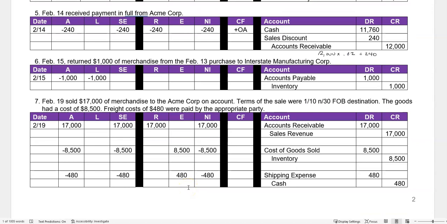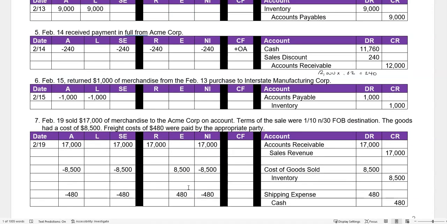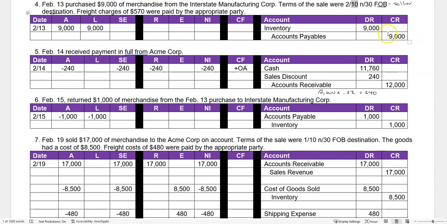How much do we owe Interstate? Now be really careful here. We did buy 9. However, if you T-account it out, what did we do? We returned 1,000.